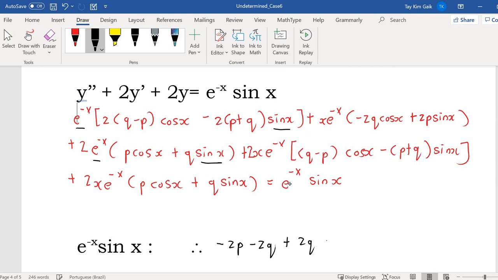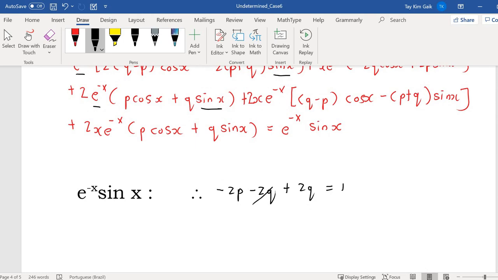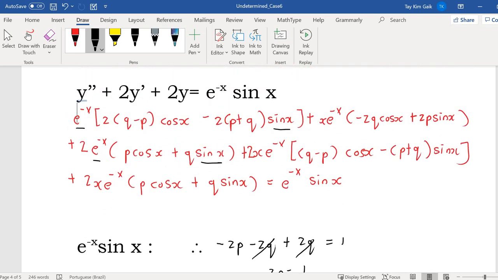Okay, right side is 1. Mean we're comparing the exponent negative x sin x left side, right side. So this one cancel. So negative 2p equal to 1, p equal to negative half. Okay, later on I compare the exponent negative x cos x. Okay, mean is here. Maybe this term here. This is x exponent negative x. This one don't want. So will be here.